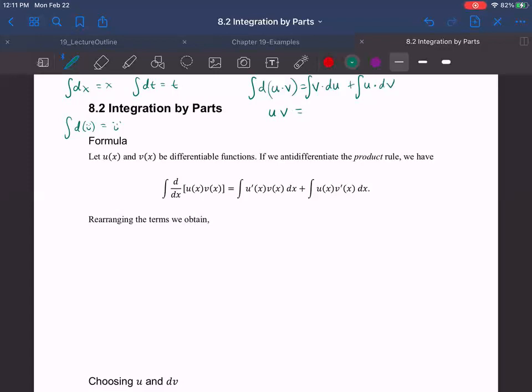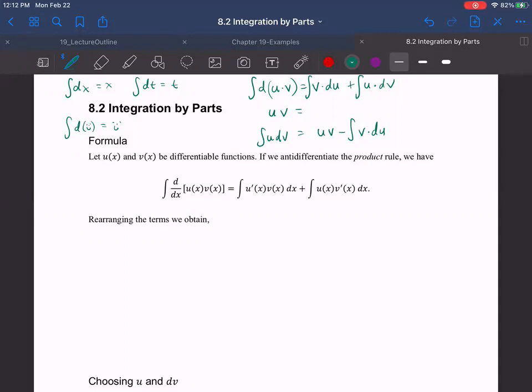Now, what I want to do is rewrite this. I'm going to put the integral u dv on the left, and over here I'm going to put uv minus integral v du, like that. And that right there is the formula we're going to use.